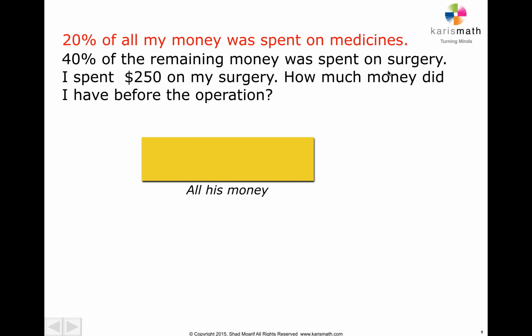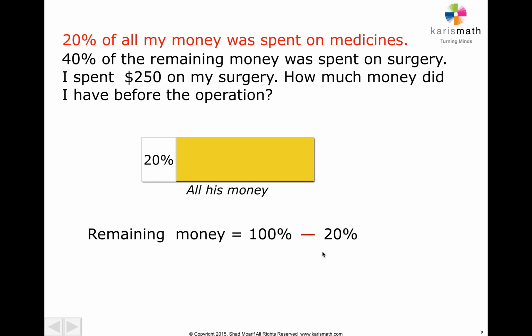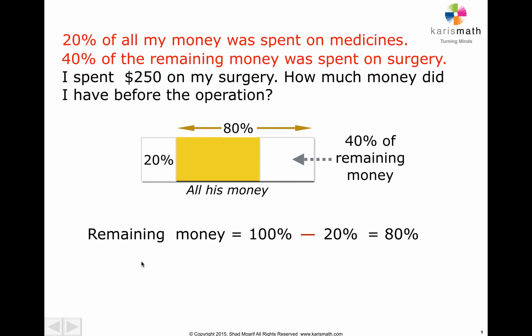40% of the remaining money was spent on surgery. So if 20% went on medicines, then 40% of the remaining money, that's 40% of this bit here. Now we know that the remaining money must be 100 minus 20, which is 80%. 20% is gone, so this must be 80%. And 40% of that was spent on surgery.